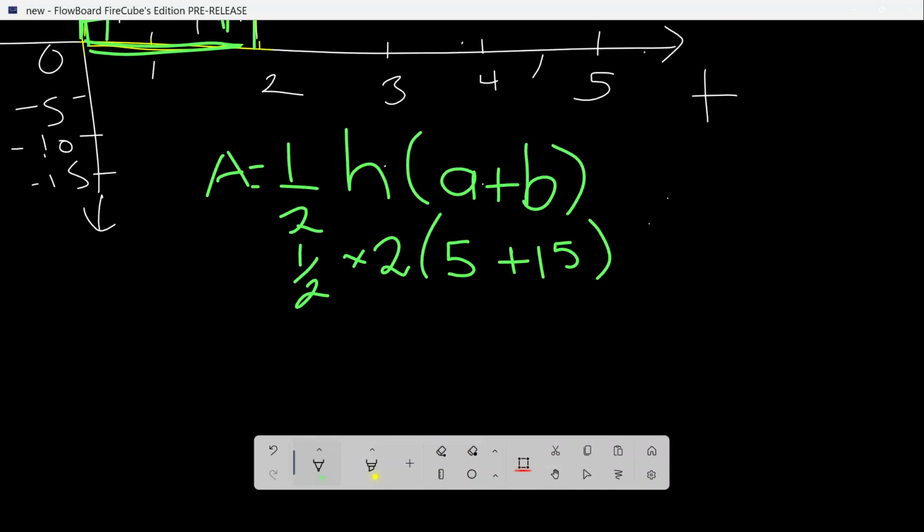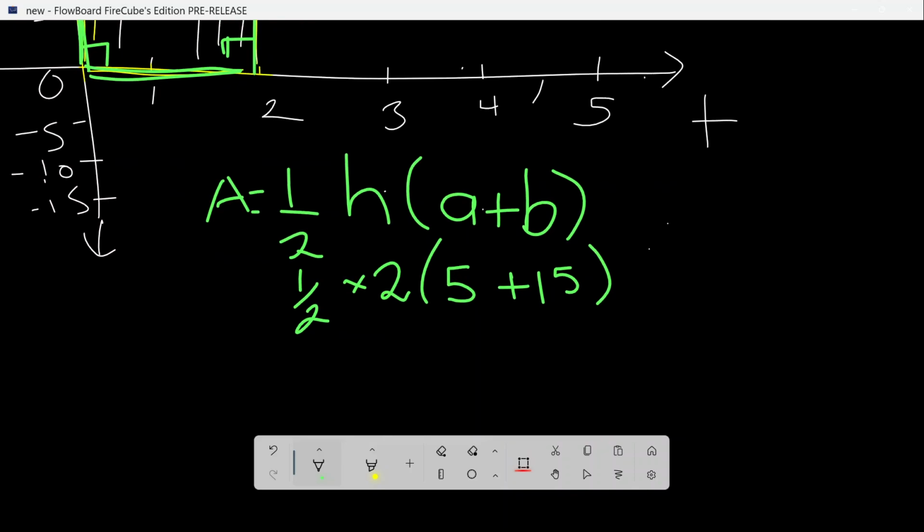So the half, well, that's not changing. The half comes from the area of the shape. And what about the 2? Well, the 2 is right there. That's actually time. How long it took for this car to get from a speed of 5 to a speed of 15. So a half times time, that's all giving us the area underneath that.